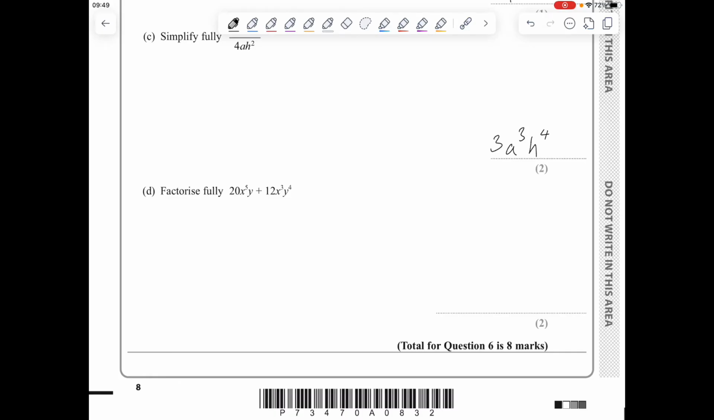Finally for D, the common factor is 4x cubed y, and then I'm left with 5x squared from the first term plus 3y cubed from the second term.